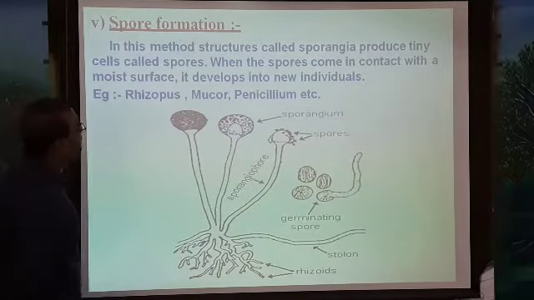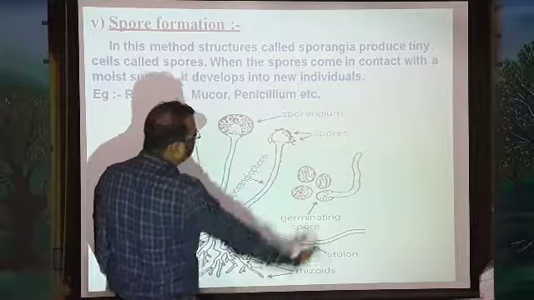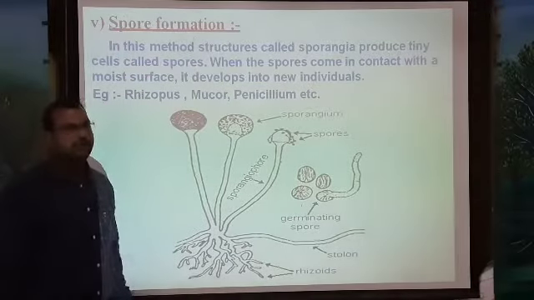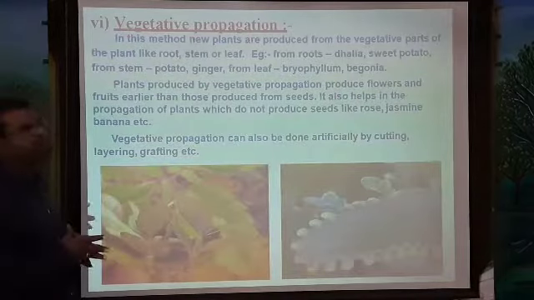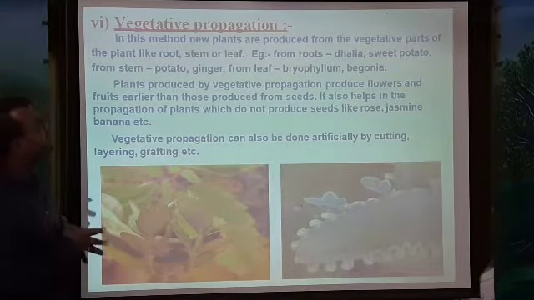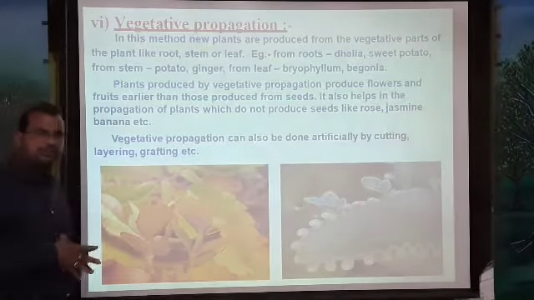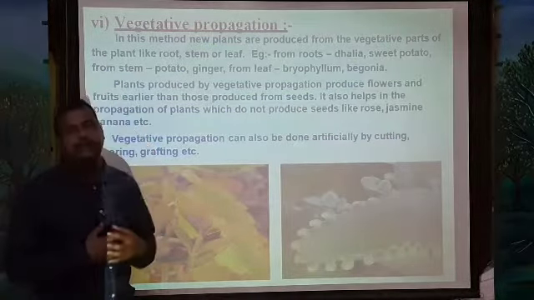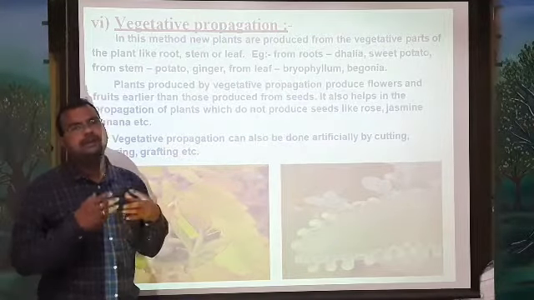Examples for spore formation are rhizopus, mucor and penicillium. This is one more mode of asexual reproduction. The next one is vegetative propagation. It is a very important method of reproduction. It takes place naturally, and it can also be done artificially according to our needs.